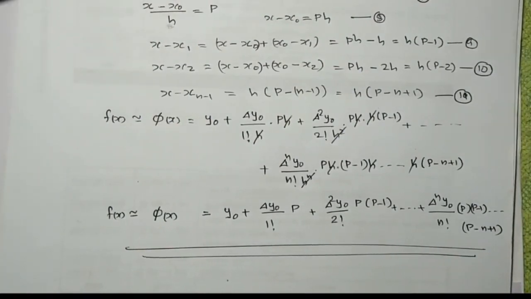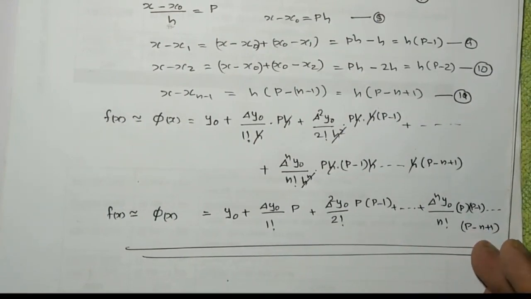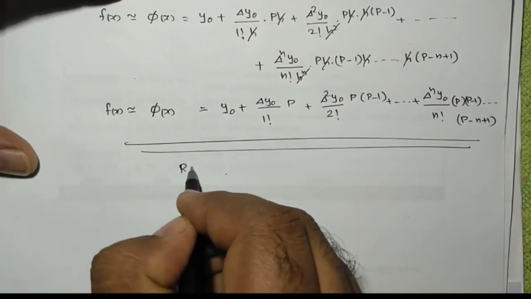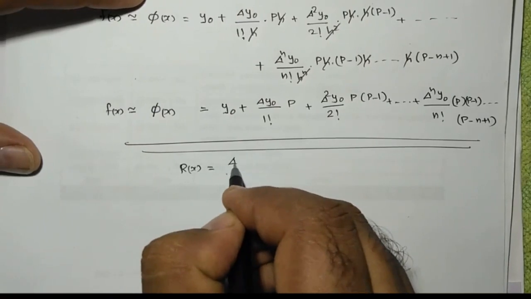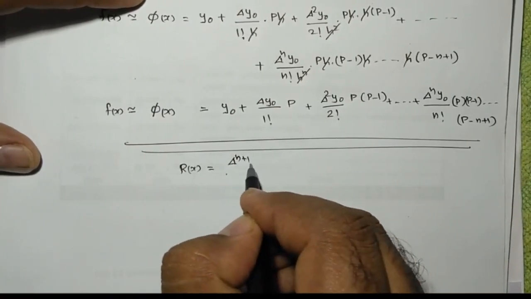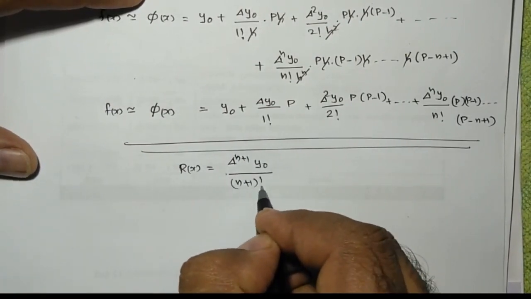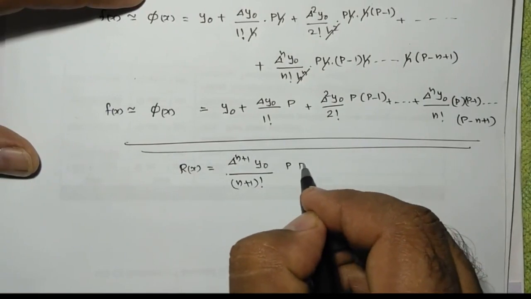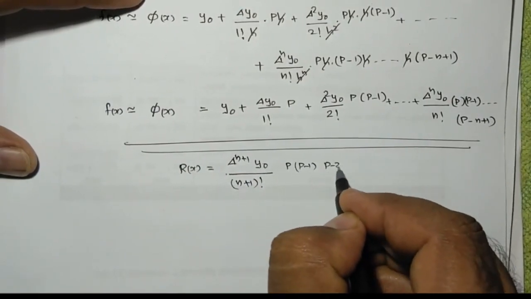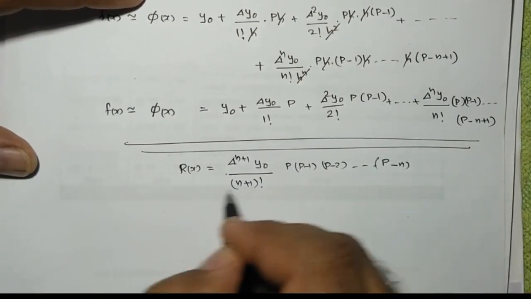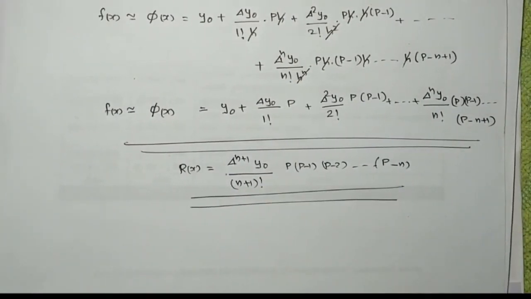Now the error term or the remainder is the n plus 2th term of the polynomial. And the n plus 2th term can be written as r of x equal to delta raised to n plus 1 y0 by n plus 1 factorial into p into p minus 1 into p minus 2 into etc. p minus n. This is the error term in Newton's forward interpolation formula.